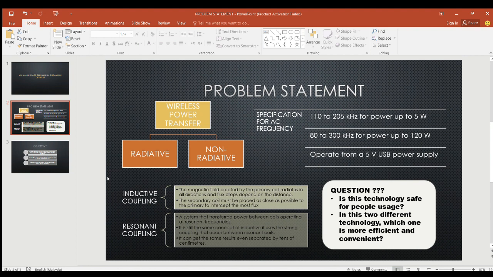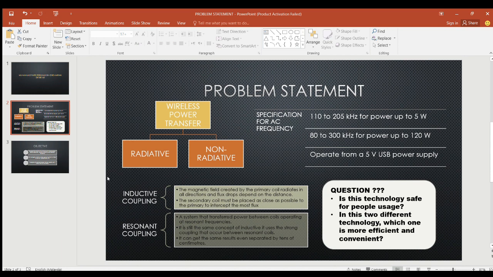But resonant coupling is a system that transfers power between coils operating at resonant frequency. It is still the same concept as inductive, but it uses the strong coupling that occurs between resonant coils. And lastly, it can get the same result even when separated by tens of centimeters.